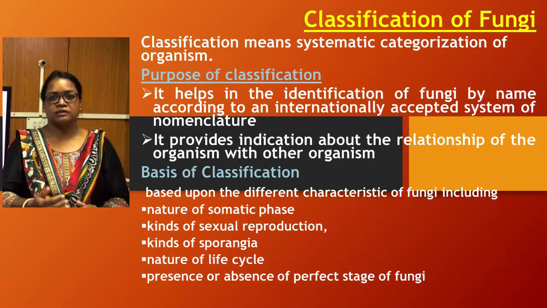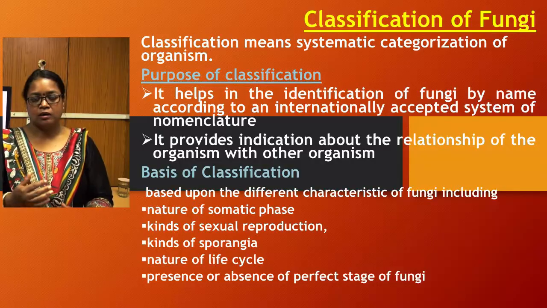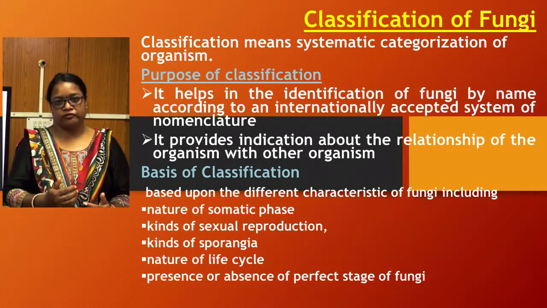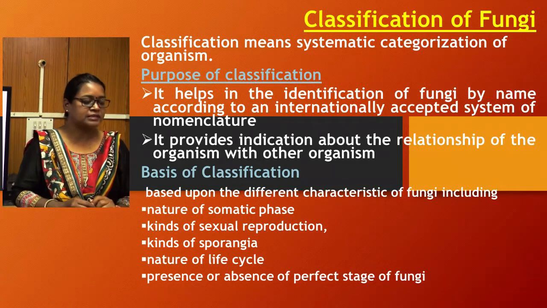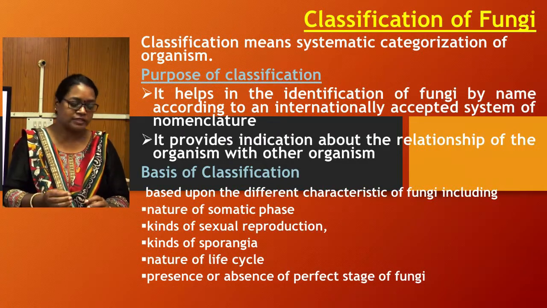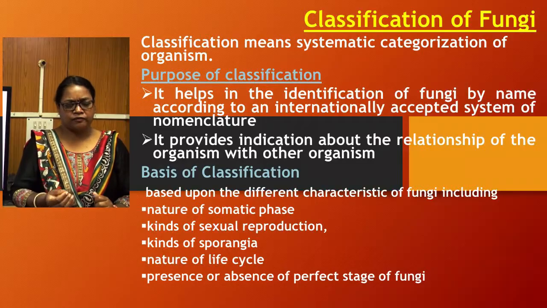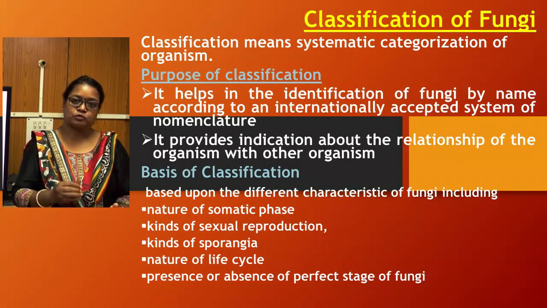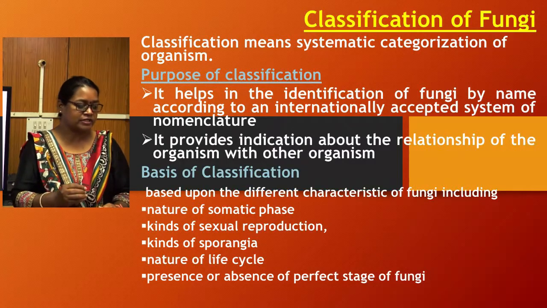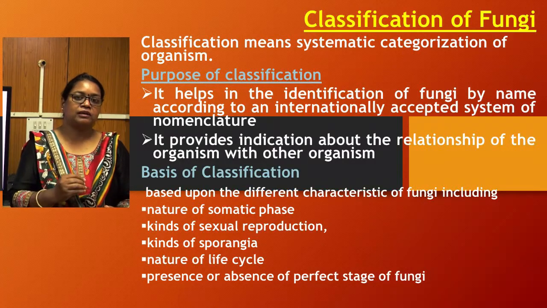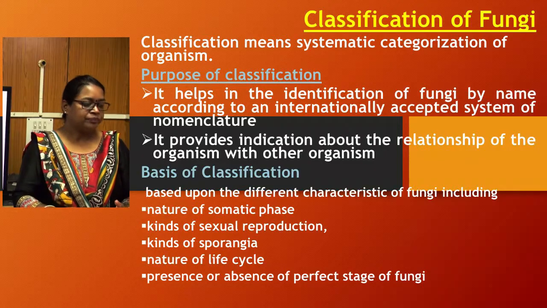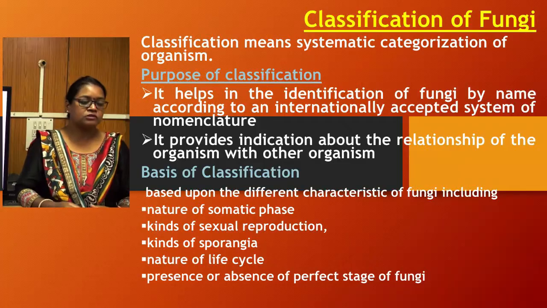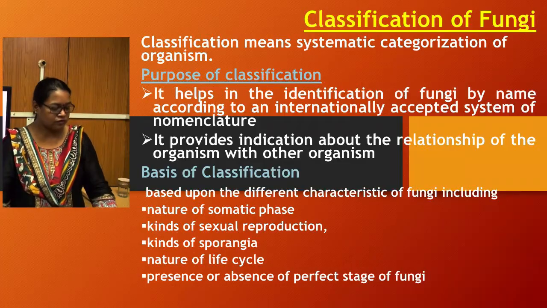What is the basis of classification? The classification is mainly based on the different characteristics of fungi. First basis: nature of its somatic phase or vegetative phase, kind of sexual reproduction. Classification is also based upon the kind of sporangia. Sporangia is its vegetative asexual reproductive organ. Then it is also based on the nature of life cycle and presence or absence of perfect stage of fungi.